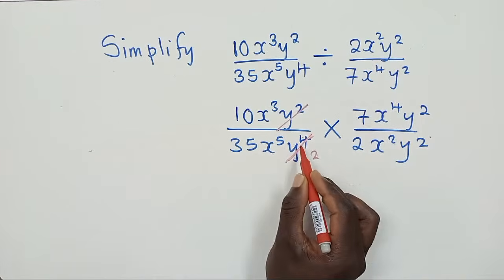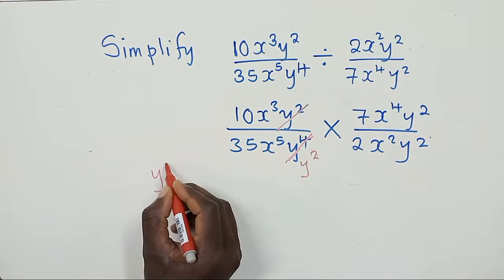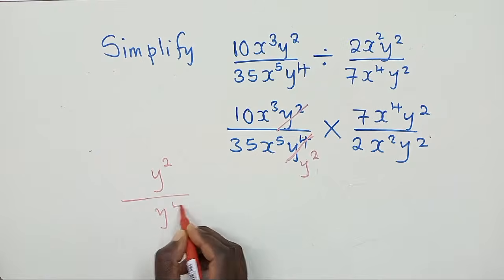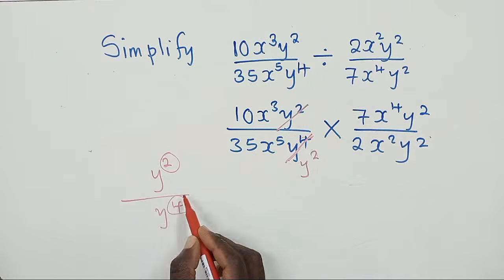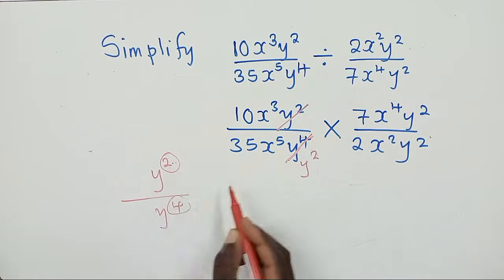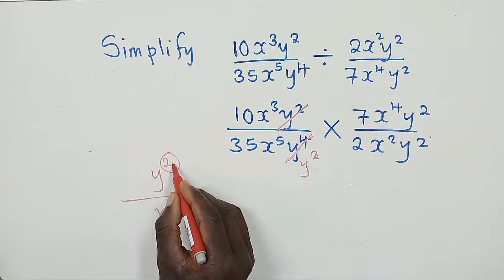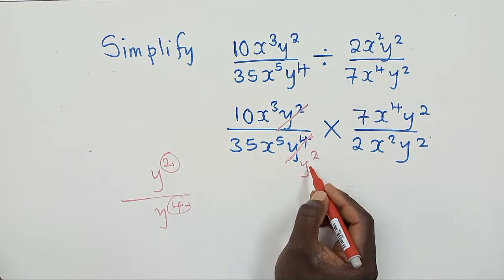When dividing letters, let me just show you something. If you have this, like it is here, you just focus on the powers. You say this power minus this power. So this is 4, so you say 4 minus 2. You get a power 2 here. That's how we're remaining with a power 2.